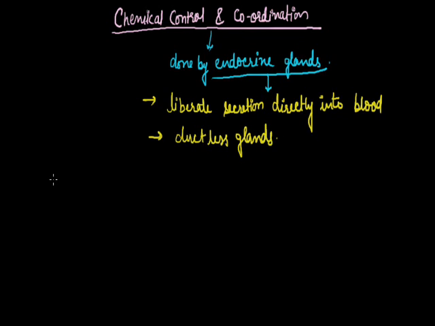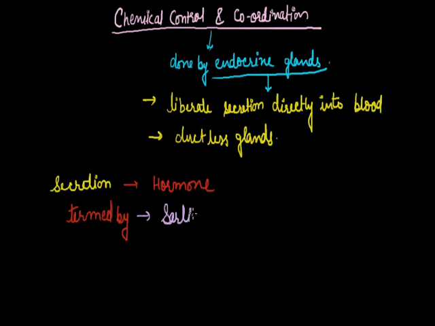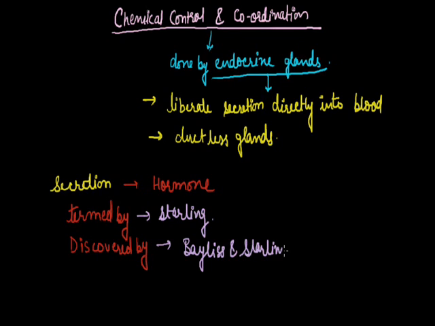The secretion of these endocrine glands is known as hormone. This term was given by Starling, and hormones were discovered by two scientists, Bayliss and Starling. So exactly, hormones are the secretion of endocrine glands, which are directly liberated out in the blood.